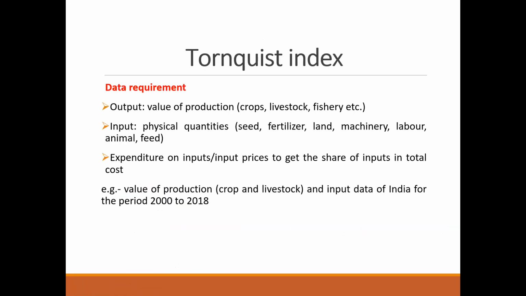Here I'm also giving an example of the Malmquist Index using data of India. Indian productivity or value of production of both crop and livestock will be used, and input data will be taken for major inputs like land, seed, fertilizer, machinery and feed, and an 18-year period will be used from 2000 to 2018.